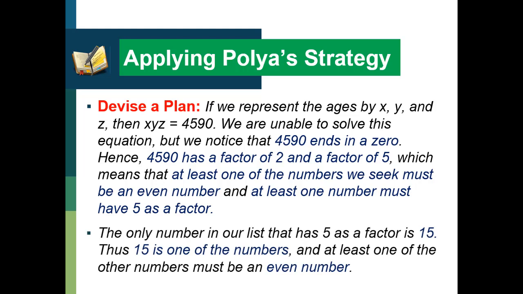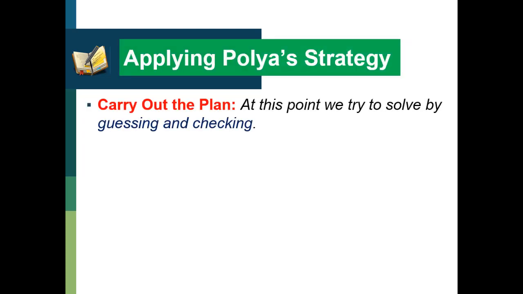Alright, the only number in our list that has 5 as a factor is 15. So most probably 15 is one of the numbers, and at least one of the other numbers must be an even number. From the word at least, that is, one of the two numbers must be even or both numbers must be even. So let's try to carry out the plan. We have now the third step. At this point, we will solve the problem by guessing and checking.